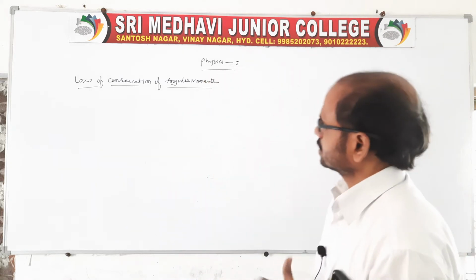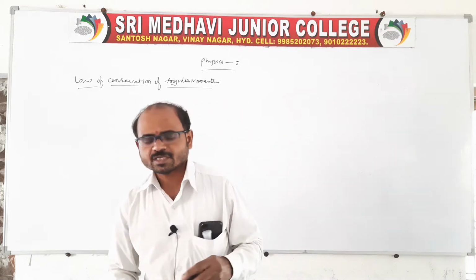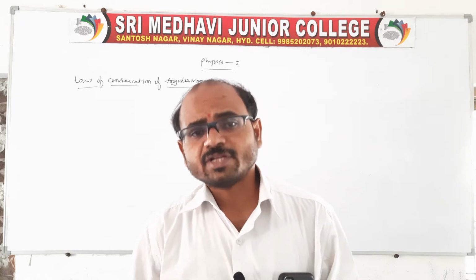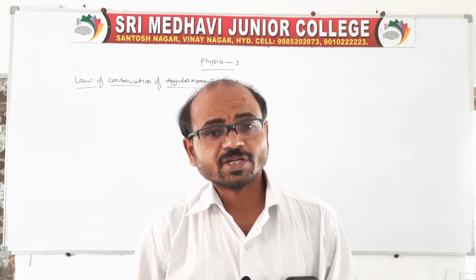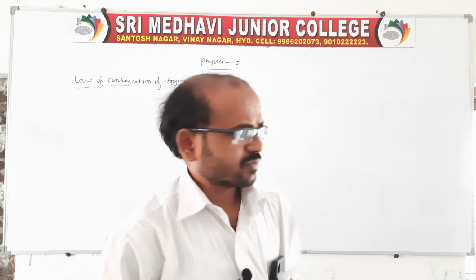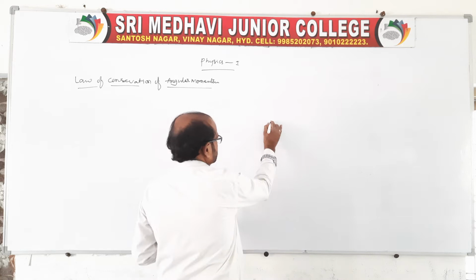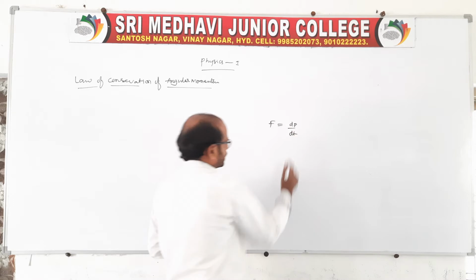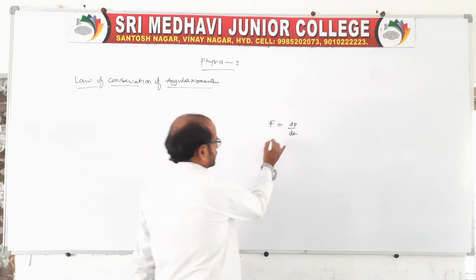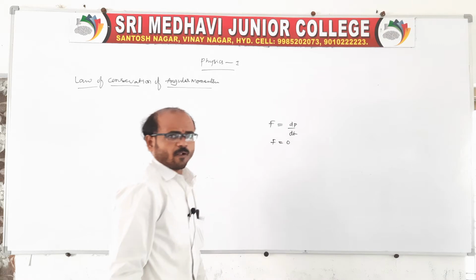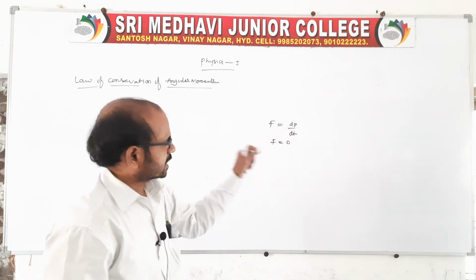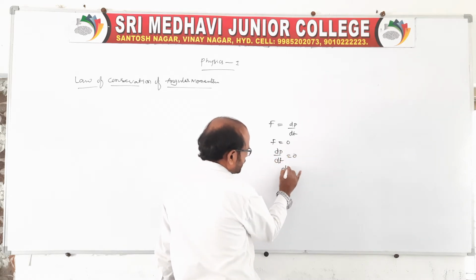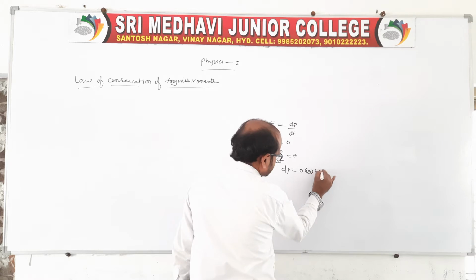Now coming to the next topic, it is about the law of conservation of angular momentum. And I'll tell you one thing related to the law of conservation of linear momentum. I think everyone knows about the conservation of linear momentum. Here F is equal to dp by dt according to Newton's second law. Conservation of linear momentum is nothing but when the force is zero. When the force acting on the particle is zero, the rate of change of momentum is equal to 0, therefore dp is equal to 0, or we can also say p is constant.